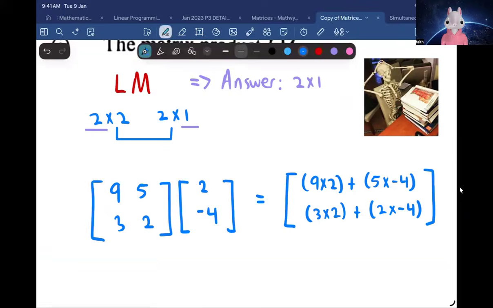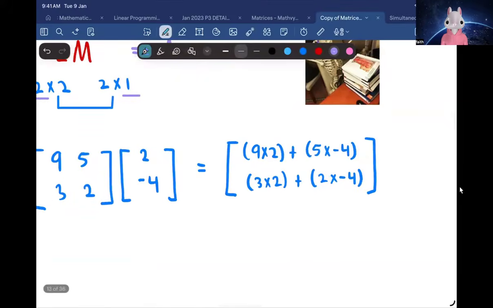Okay, so all we had to do now was just simplify, right? What is 9 by 2? 18. What is 5 by minus 4? Negative 20. What is 3 by 2? 6. What is 2 by minus 4? Negative 8.